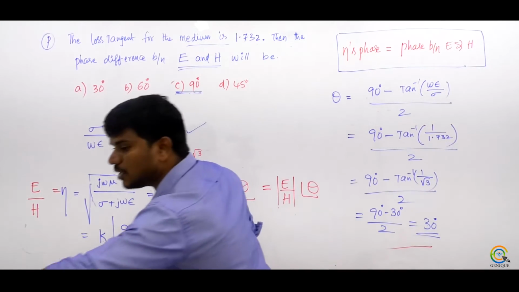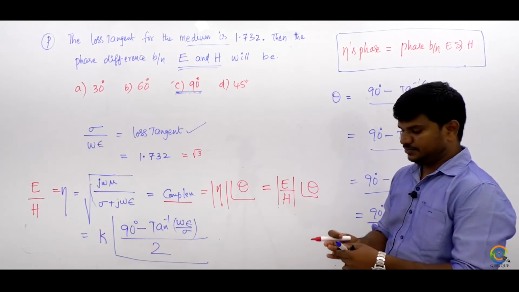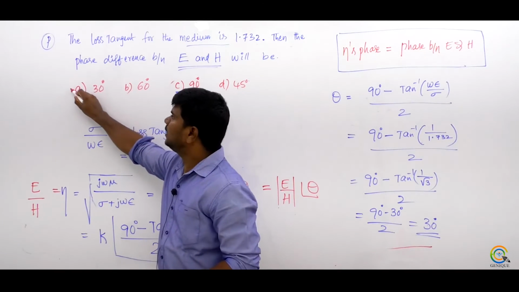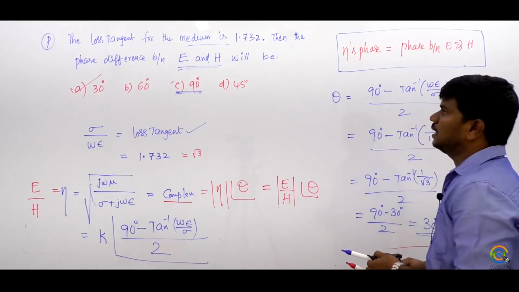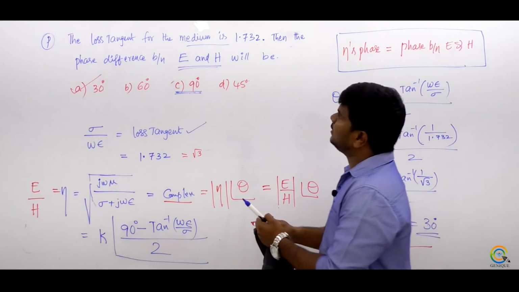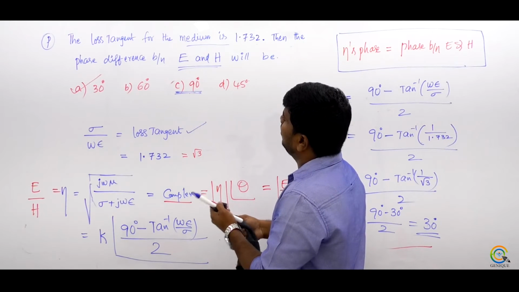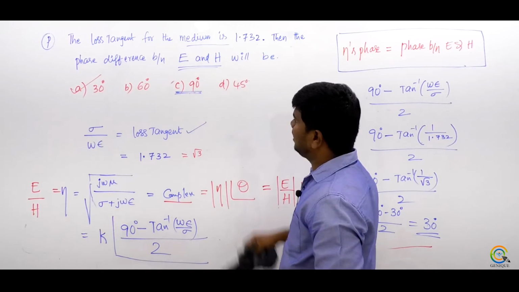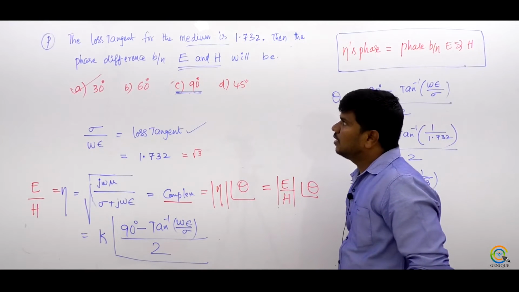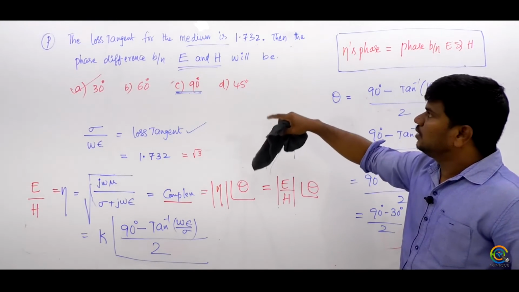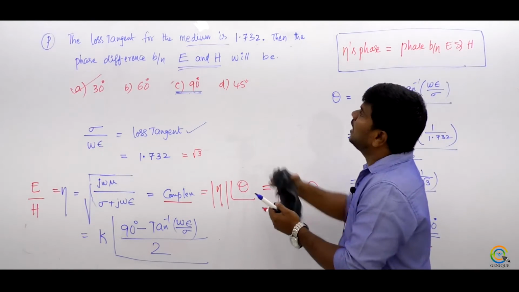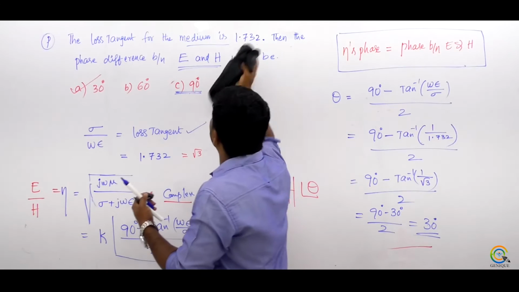Now, what if a medium is given? Suppose the medium is a perfect conductor, a very good conductor, what happens? The answer is 30 degrees. Here also the answer is 30 degrees. But in the given question, suppose 1.73 is not given first of all. Suppose we forget about that question. What will be the phase difference between E and H for the conductor?